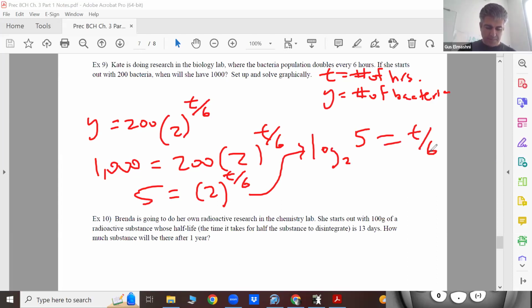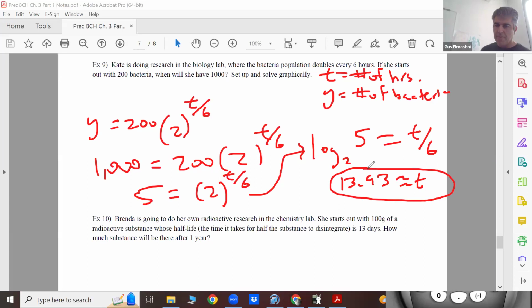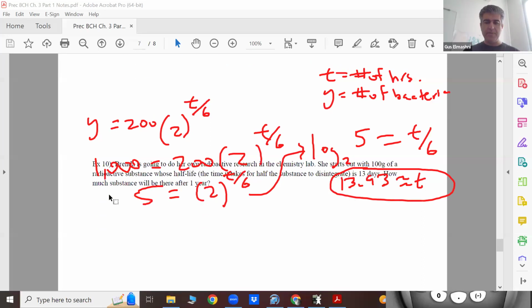Let's work it out. 13.93. Yeah. And again, I'm not doing it graphically. We're going to talk about logs next week, so let's just use logs. So does that make sense? We're okay with that? Okay. Once you guys try example 10, see how it goes. I'll freeze my screen. We'll chat in a couple minutes.